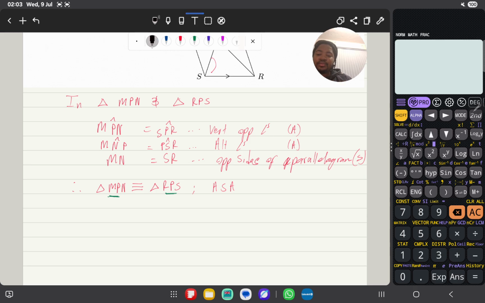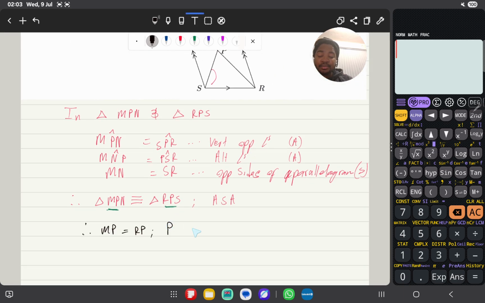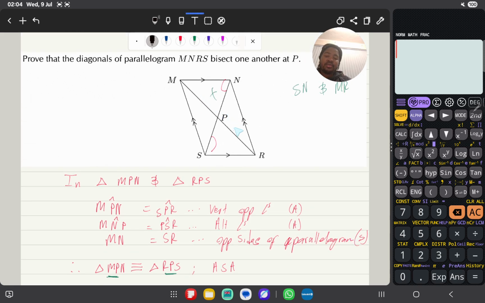So you will then say therefore MP and RP are equal, or you can just say MP equals to MP, right? And also because now they are equal, it says P is a midpoint of MR, right? MR, because now these two, they are equal, therefore P is a midpoint of MR.